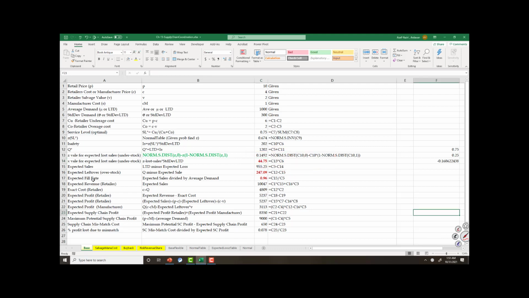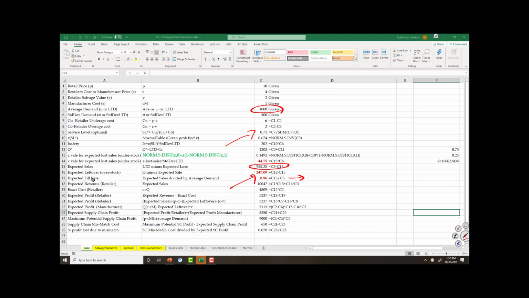Now I do have my expected sales, my expected leftover, and my expected loss. What is fill rate? It is equal to expected sales divided by average demand. I just take expected sales, which is this one, and divide it by expected demand, which is average demand. And I get the fill rate for this specific service level. Service level was 0.75. My fill rate is about 0.96.